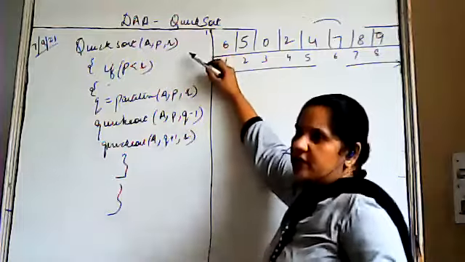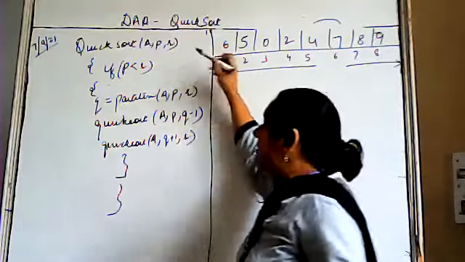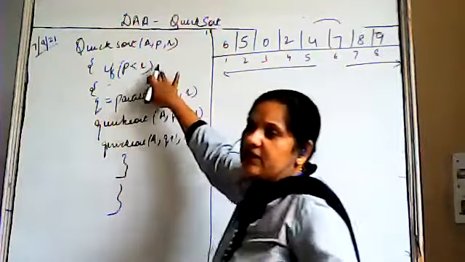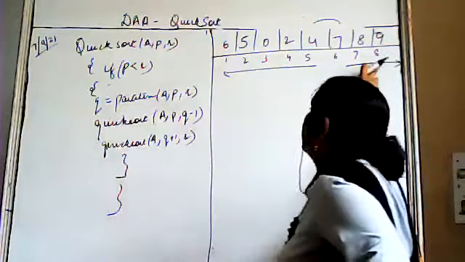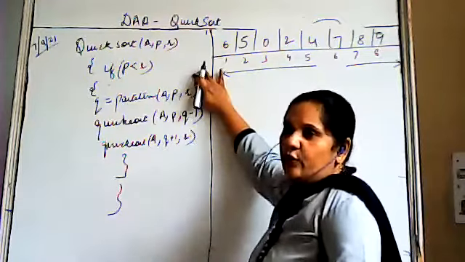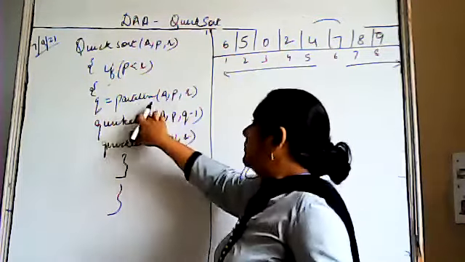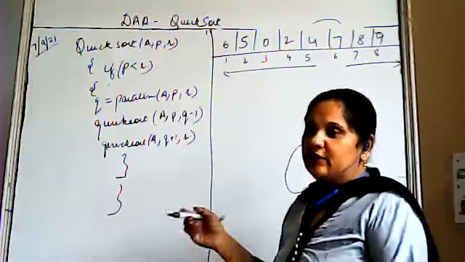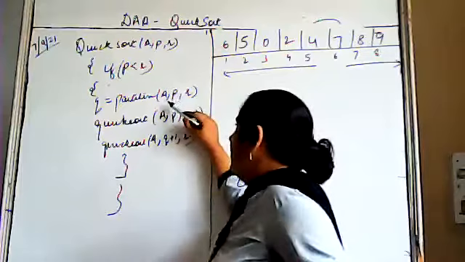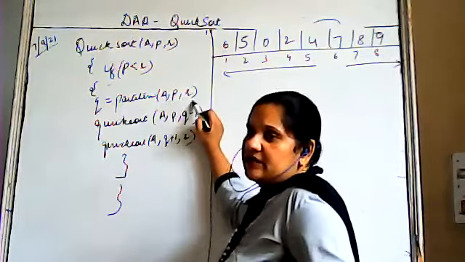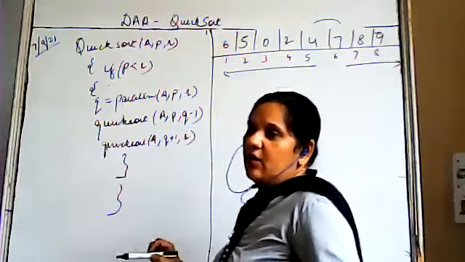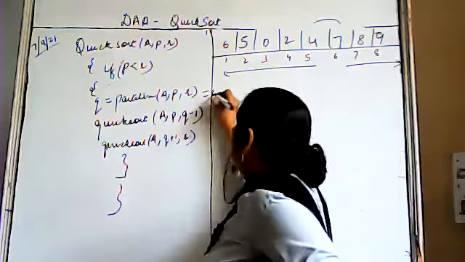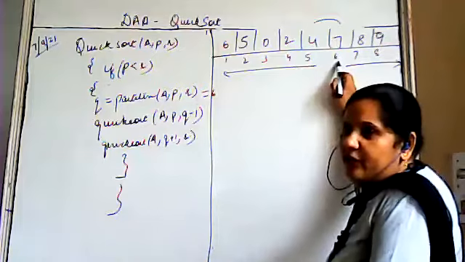See, quick sort A comma P comma R. If P is less than R, because your beginning index is less than the last index, there 1 is less than 8, only then this algorithm will be called. Now Q is equal to partition A comma P comma R. It will make a call to the previous algorithm which we have done, that is array, then beginning index, then last index. It will return you the partition, that is where the pivot element is fixed. In the earlier case, it was 6 because at the 6th position, the number 7 was fixed.